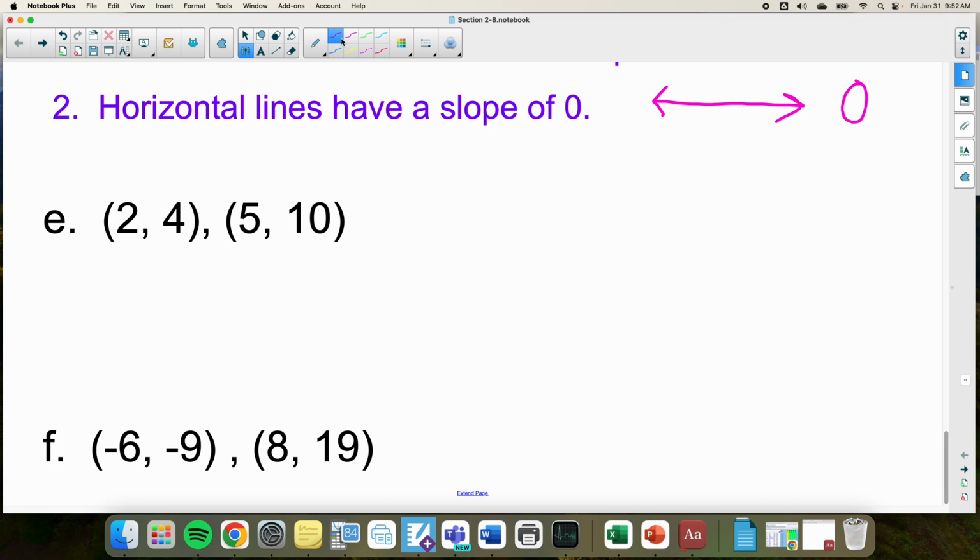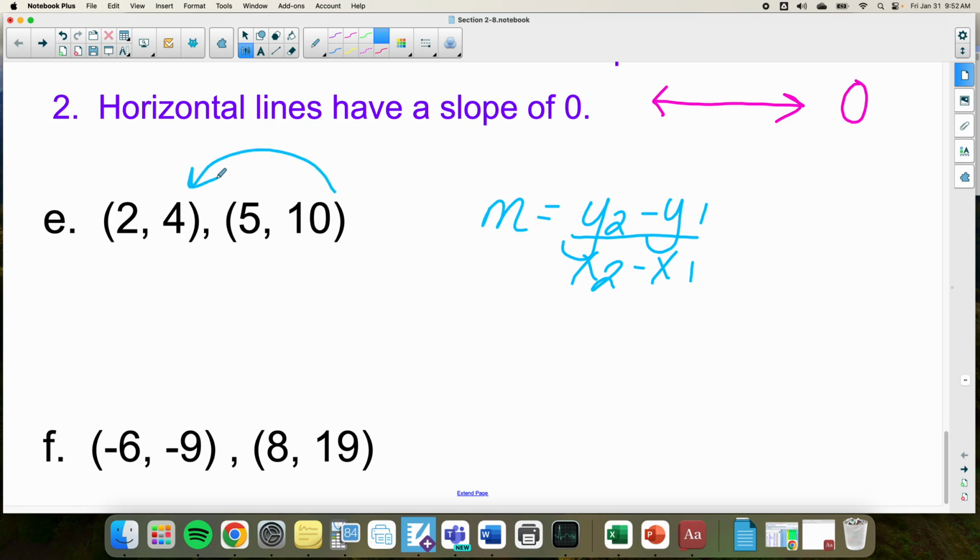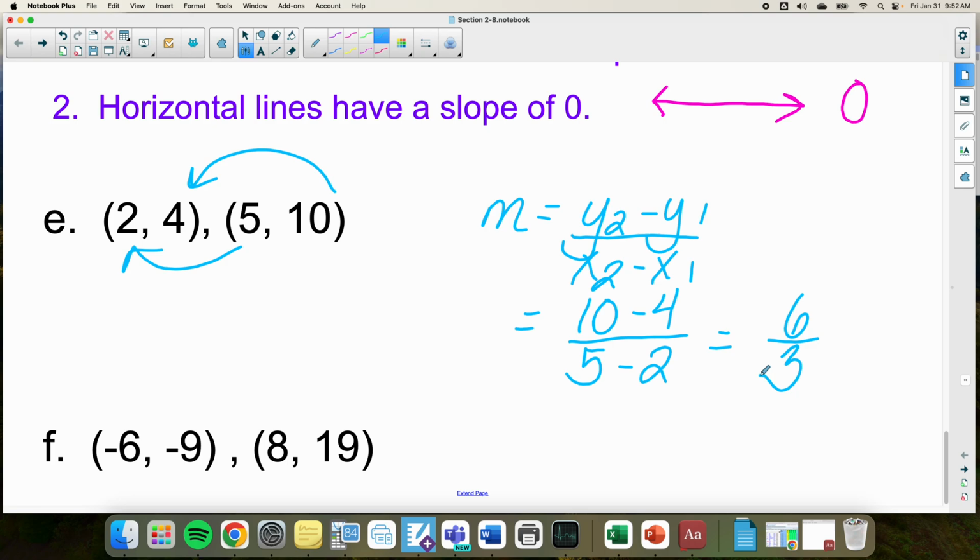Now if we look at this, this is what your test is like, where I give you the 2 points and you have to find it. So again, slope is y2 minus y1 over x2 minus x1. So we're gonna subtract our y's, which is 10 minus 4 on top. And then we're gonna subtract our x's, which is 5 minus 2 on the bottom, okay? 10 minus 4 is 6. 5 minus 2 is 3.